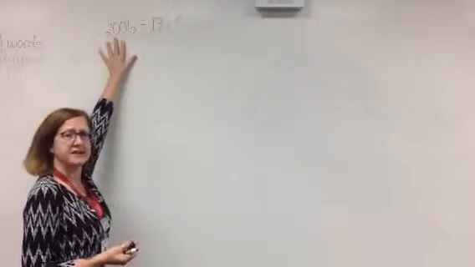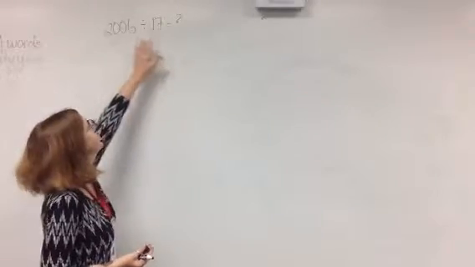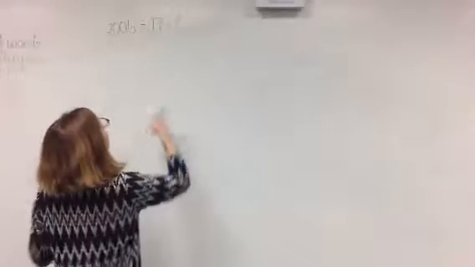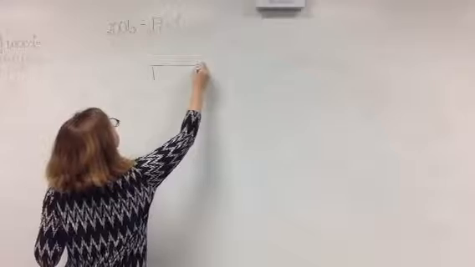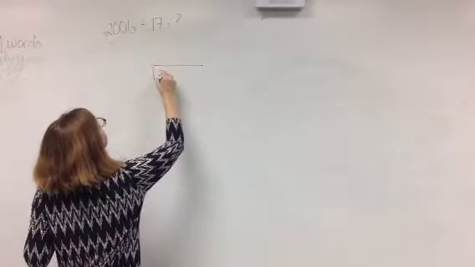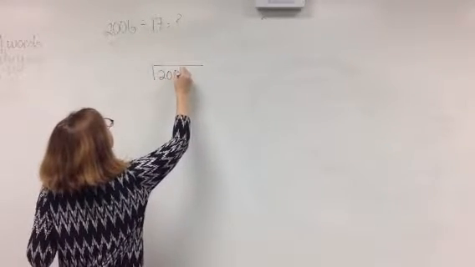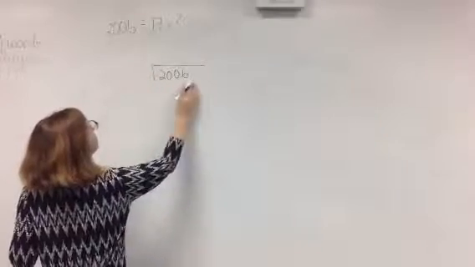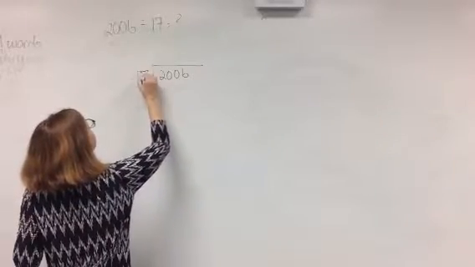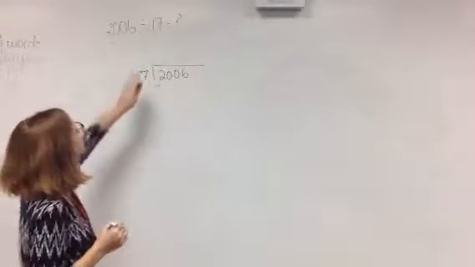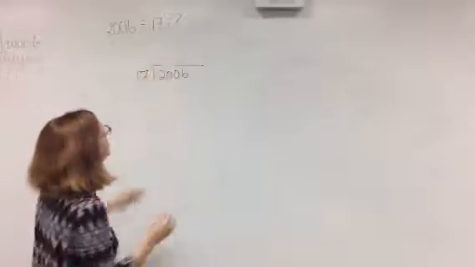We are going to divide 2006 by 17. First, we're going to put our dividend, 2006, inside the box, and our divisor outside the box. We're solving for our quotient.